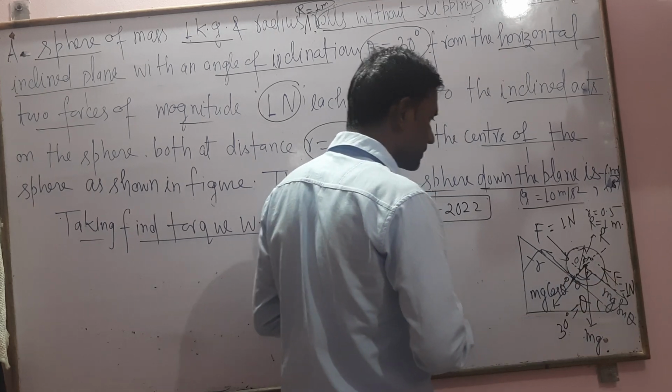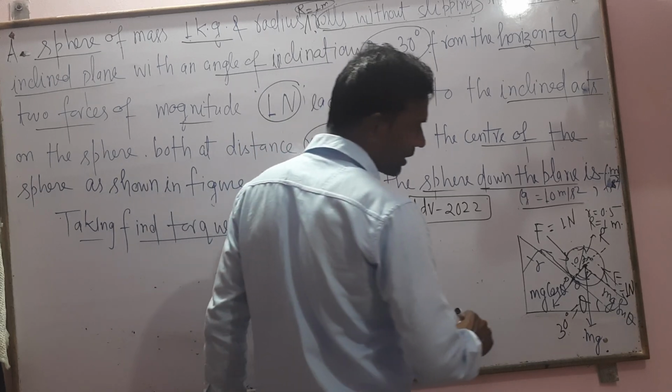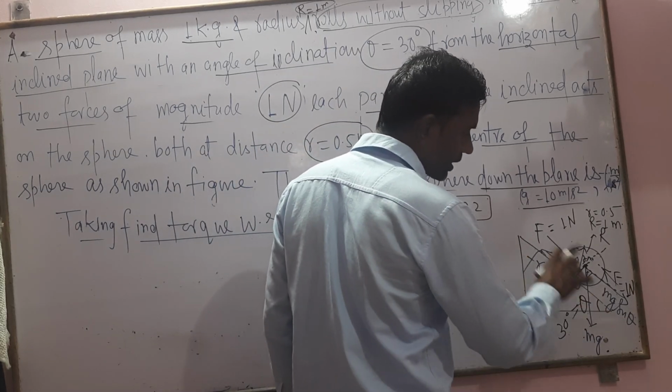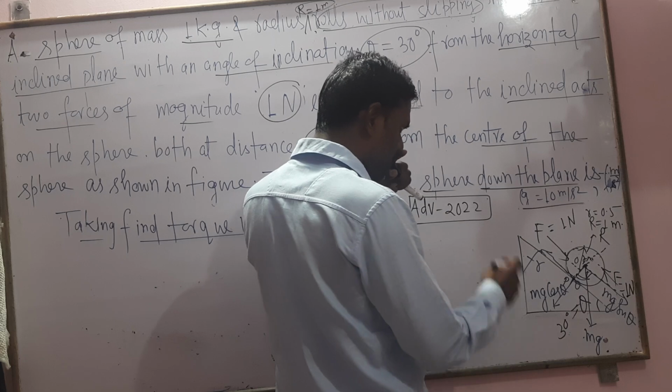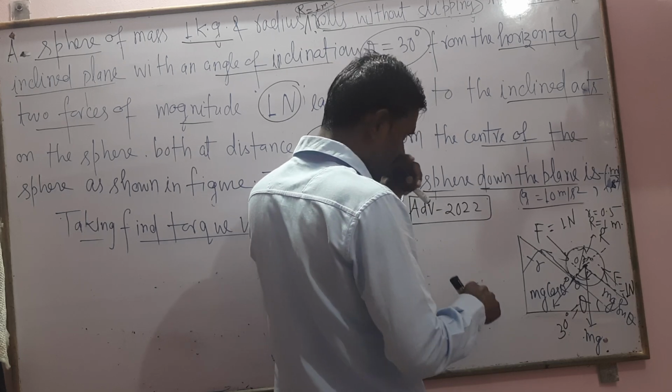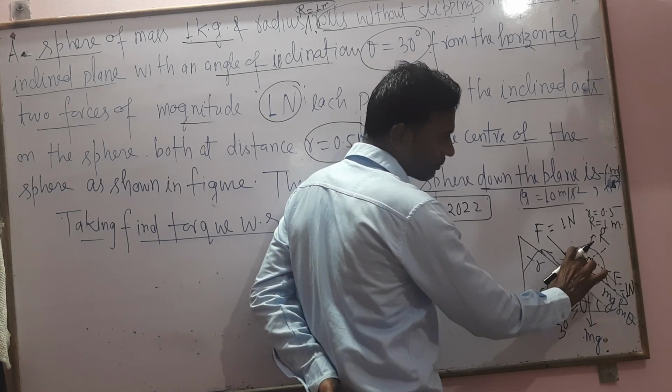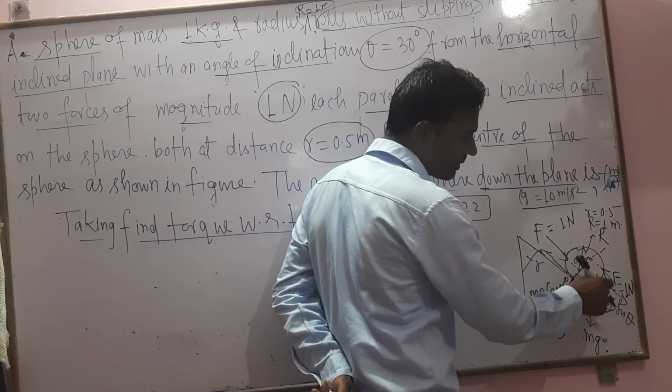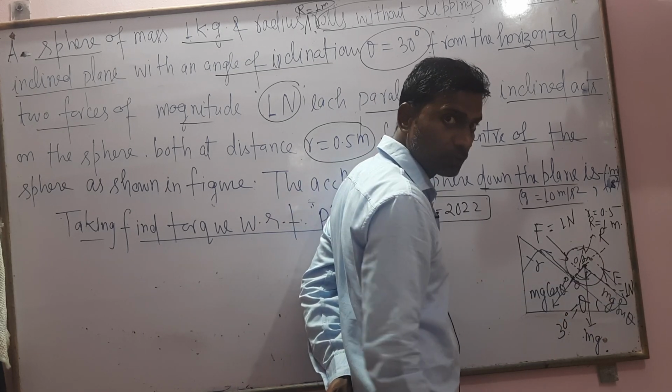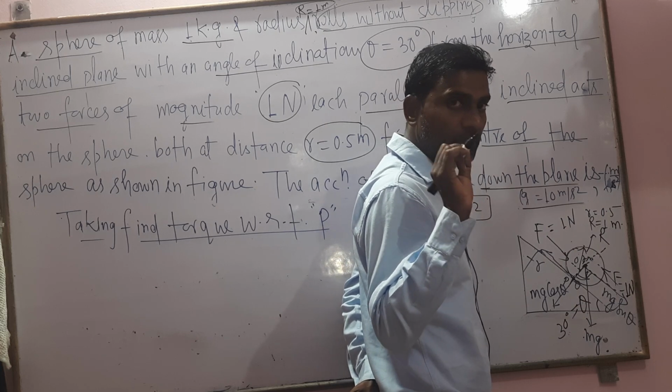We take down the incline as positive and up the incline as negative. Or we can say with respect to this point, clockwise will be positive and anticlockwise negative, because we are discussing torque.